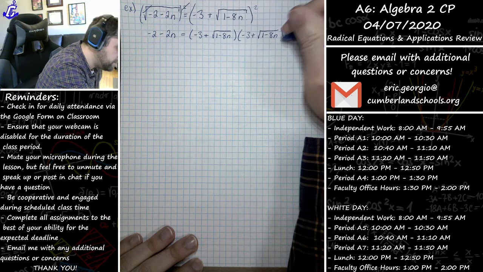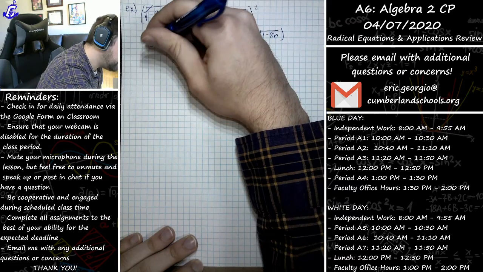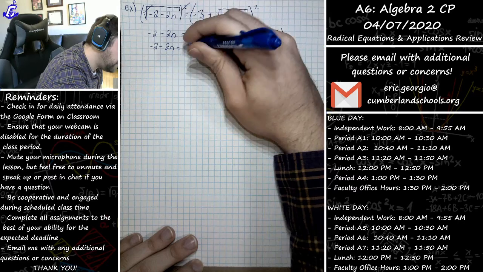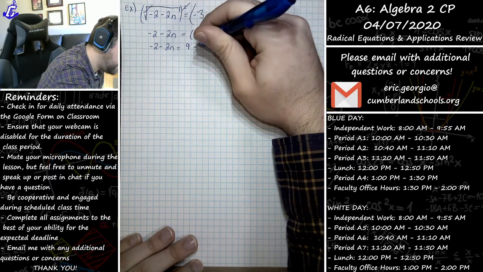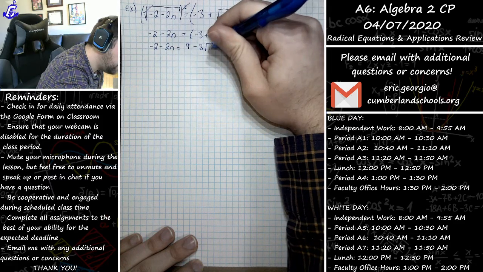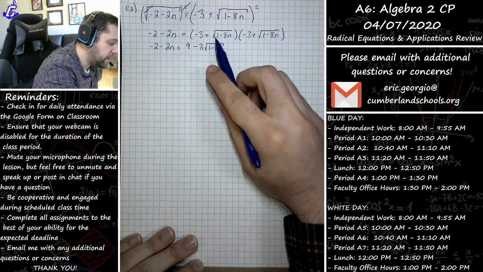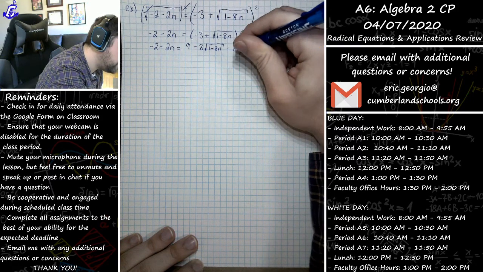Just like that, yes? I can now do a little first, outer, inner, last on that right side. Left side staying negative 2 minus 2n is equal to negative 3 times negative 3 is positive 9. Negative 3 times the square root of 1 minus 8n is exactly that, minus 3 square root of 1 minus 8n. Same thing on the middle, right? We got square root of 1 minus 8n times negative 3 is exactly that, negative 3 square roots of 1 minus 8n.